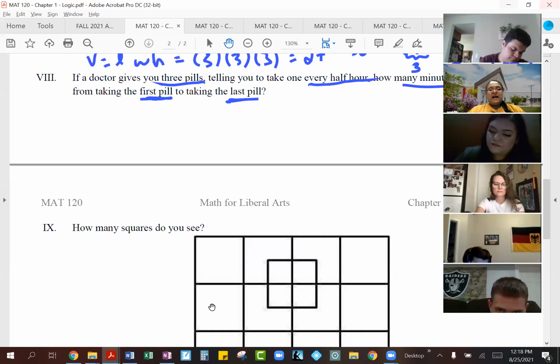So this one, again, I don't think should be that difficult. I'll give you guys about a minute. Don't send your answers yet.